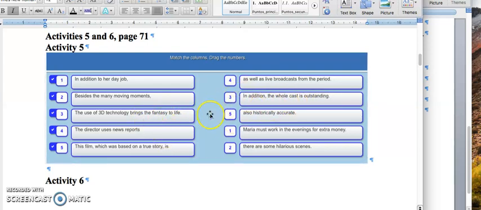Okay, so we are talking about the body, the strong points. The director uses news report, okay, this is not finished, as well as live broadcast from the period. So noun phrase, as well as, plus a noun phrase. The film, which is based on a true story, is also historically accurate. So we have to finish the sentence.